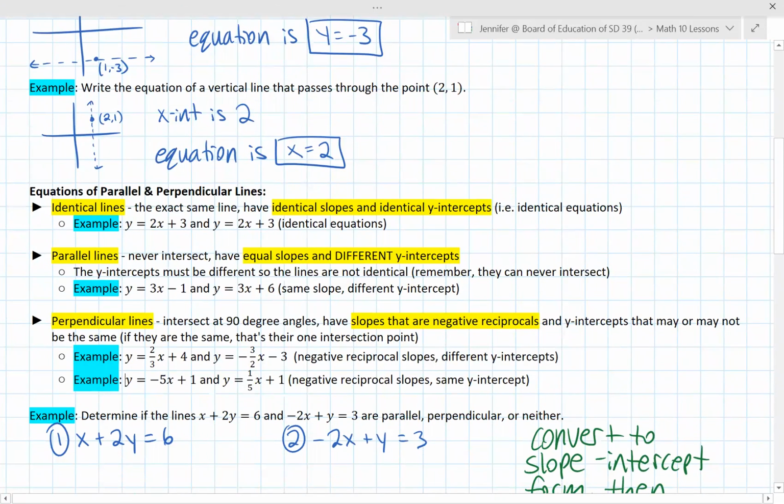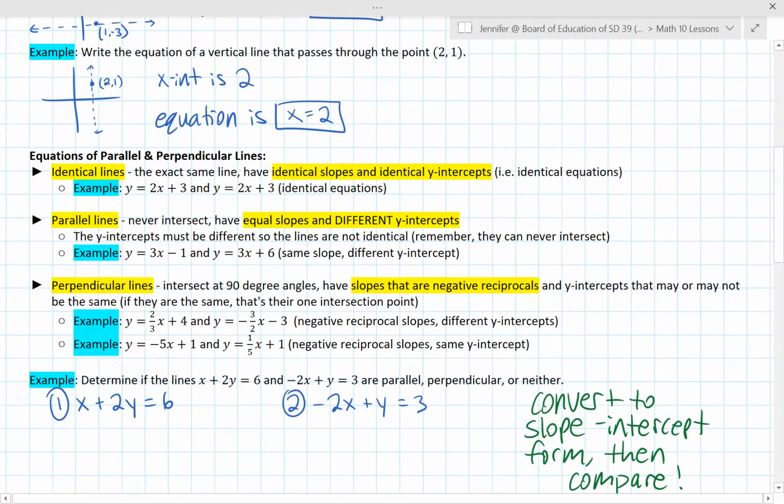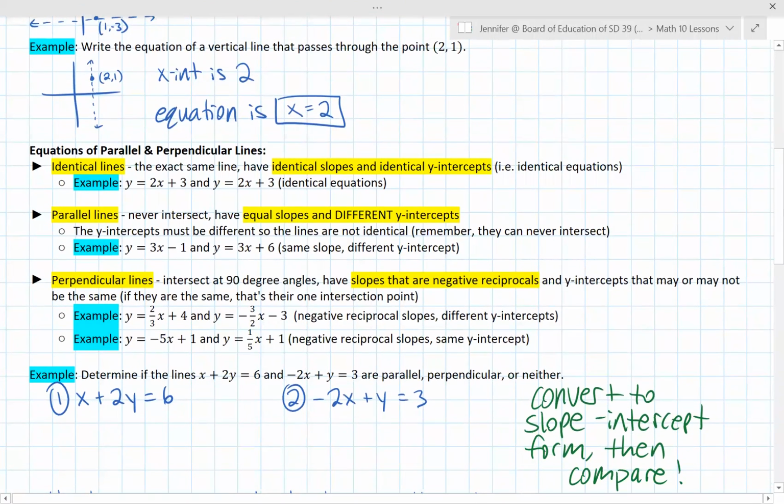So in this example, we want to determine if these two lines are parallel, perpendicular, or neither. You don't want to graph, we just want to look at slopes. So what you're going to do first is convert them to slope-intercept form and then compare the two slopes that you have. We're given them in standard form.